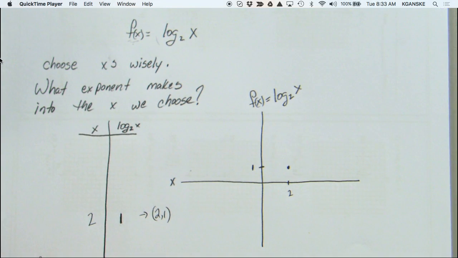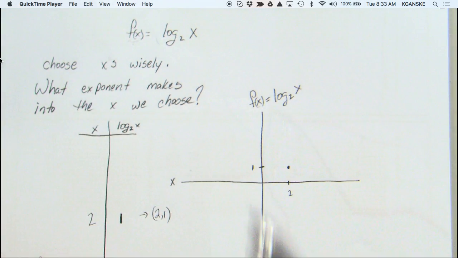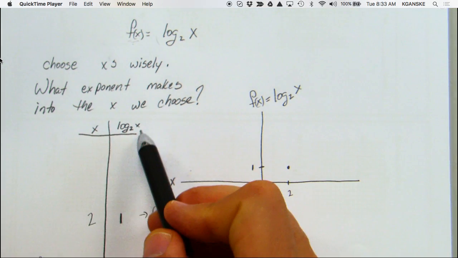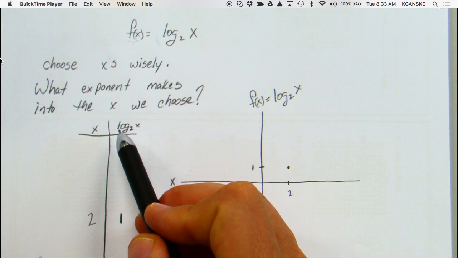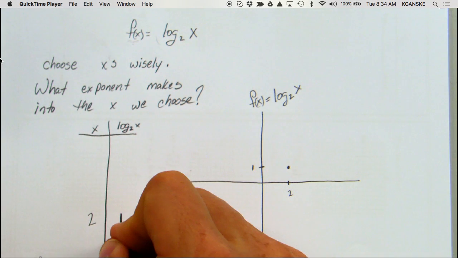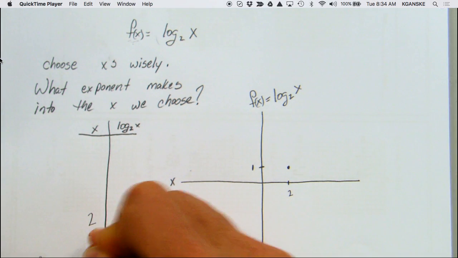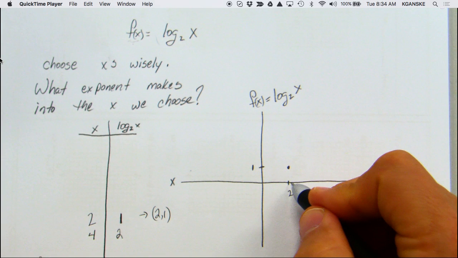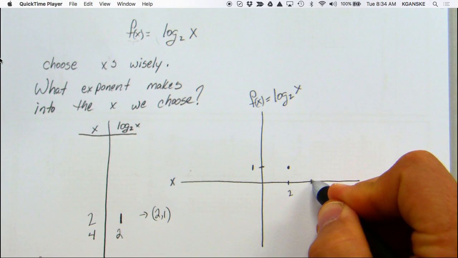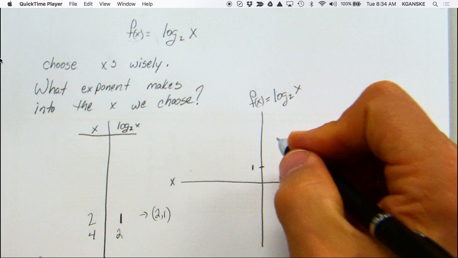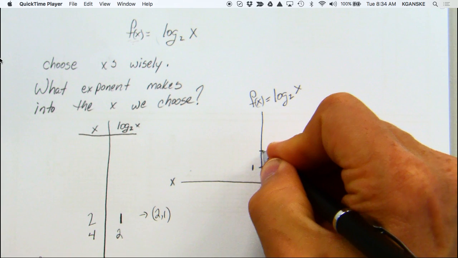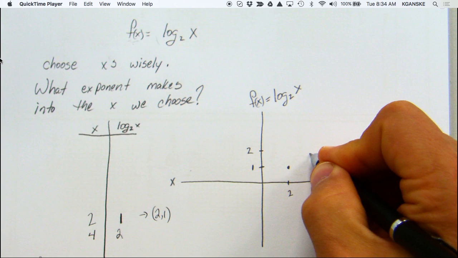Okay? Let's make the log, or the exponent, right? This means exponent. Let's make that log or exponent equal to 2. What x would I have inputted to get that 2 out? 4. Let's put that point down. 2, 4. So that's a good one.